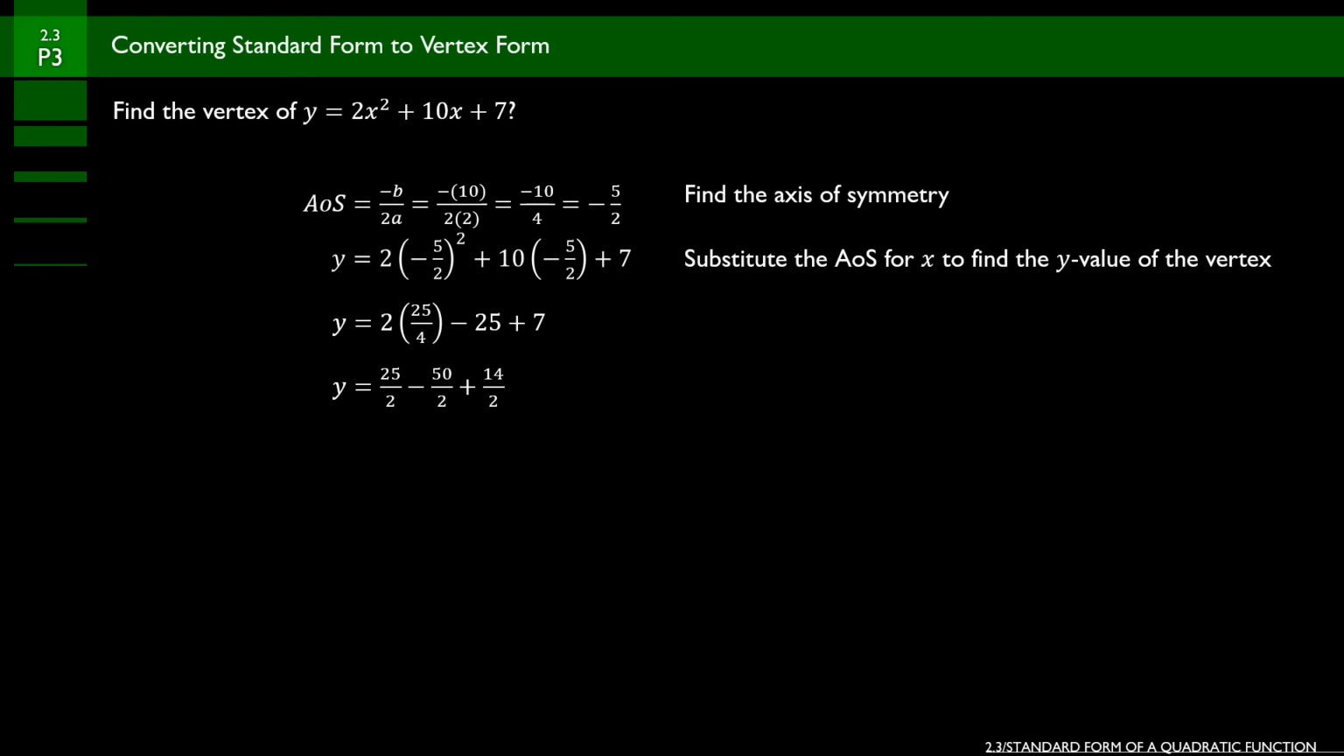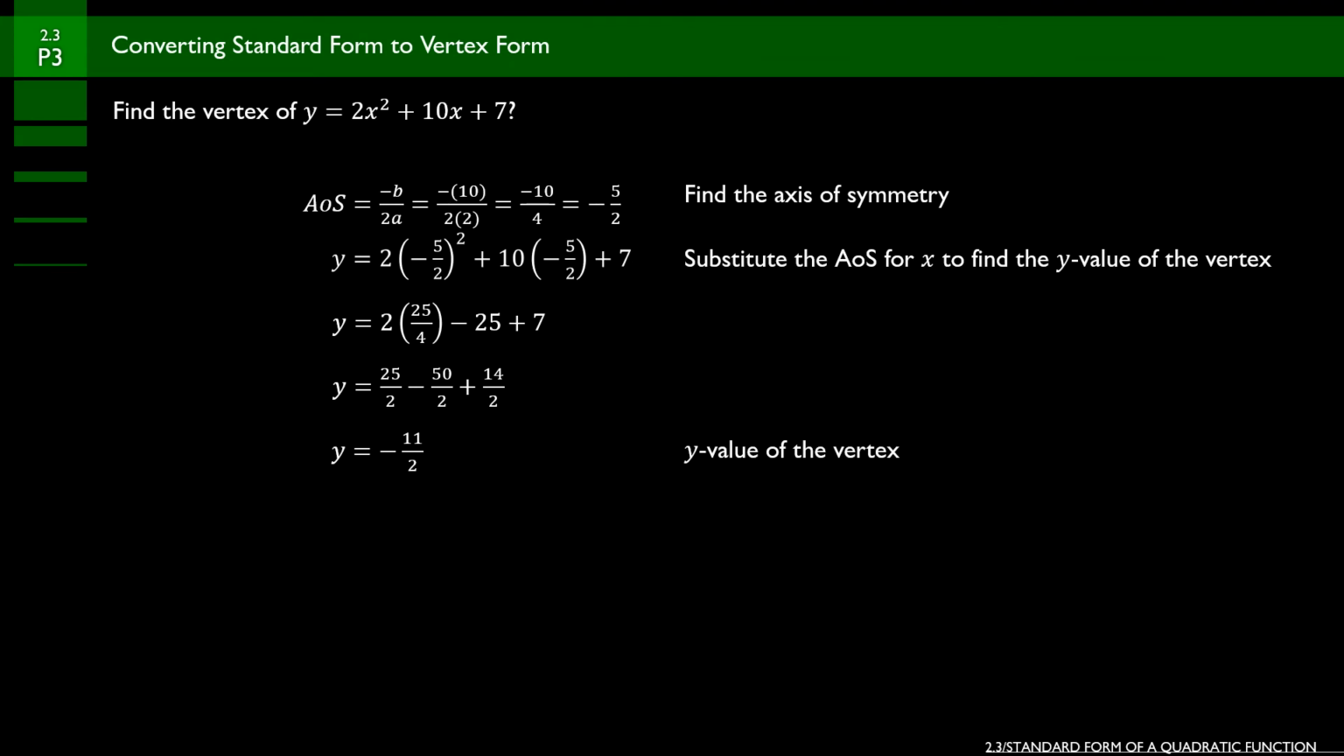Now, since we need to add all of these things together, we're going to have to take our b and our c values, or what was our b and our c values, and change those into fractions with a denominator of 2 in order to be able to add all this together. So that's going to give us 25 over 2 minus 50 over 2 plus 14 over 2. When you take those and add them together, you end up with negative 11 over 2. So that is the y value of the vertex. So now we've got the x value of the vertex, we've got the y value of the vertex.